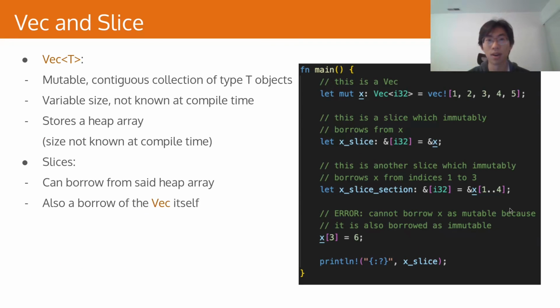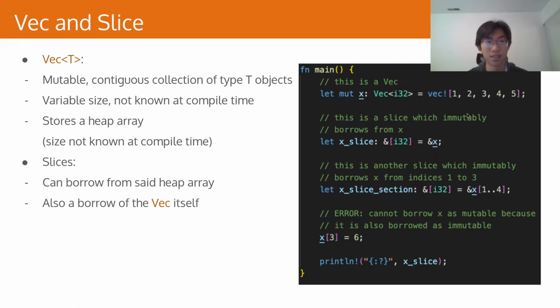Now we'll talk about how slices interact with vectors. So unlike arrays, the vec is a mutable collection of objects, and it's variable size and it's not known at compile time. And under the hood, it stores an array in the heap, right? Then since slices can either borrow from stack memory or heap memory, we can also get a slice of the data stored inside a vec. And it also counts as borrowing the vec itself.